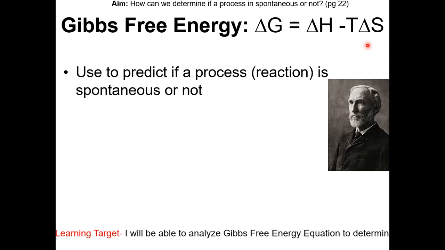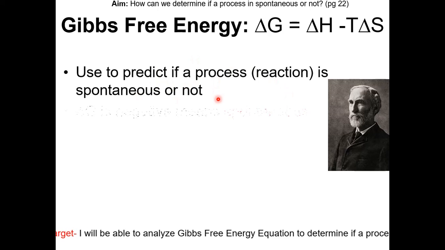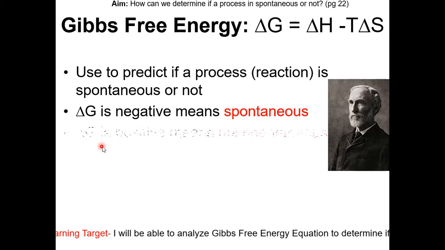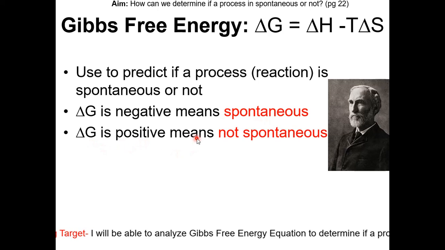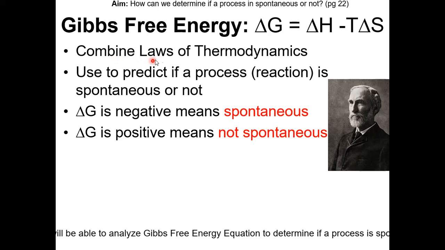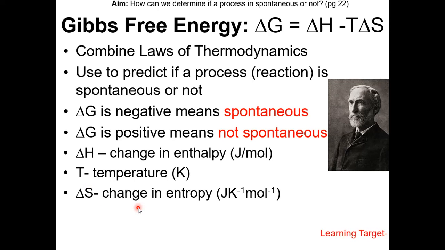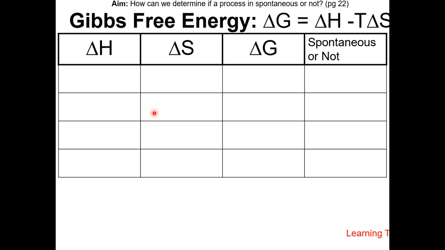Gibbs free energy equation is used to predict if a process is spontaneous or not. If delta G is negative, it means it's spontaneous. If delta G is positive, it means it's not spontaneous. This equation combines the laws of thermodynamics. Delta H stands for the change of enthalpy, T stands for temperature, delta S stands for the change of entropy. Now let's analyze the 4 scenarios.